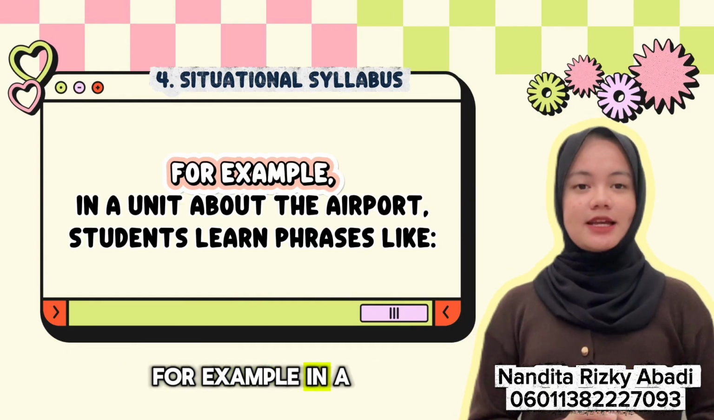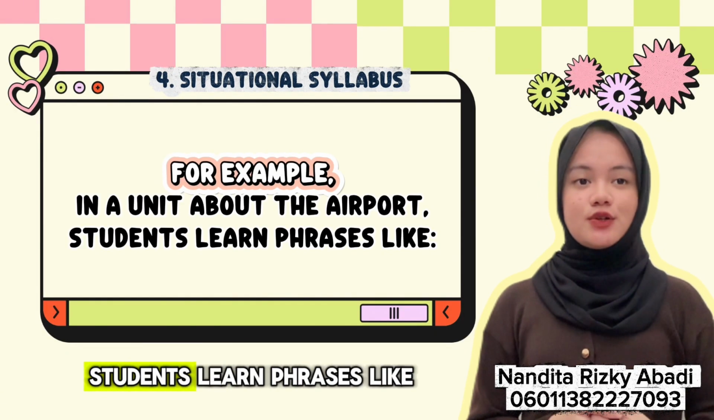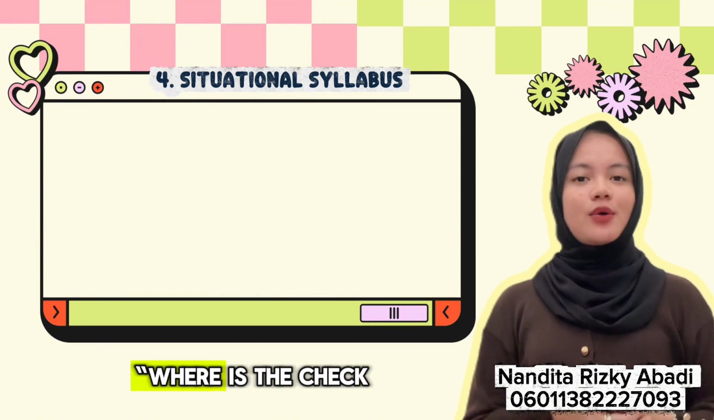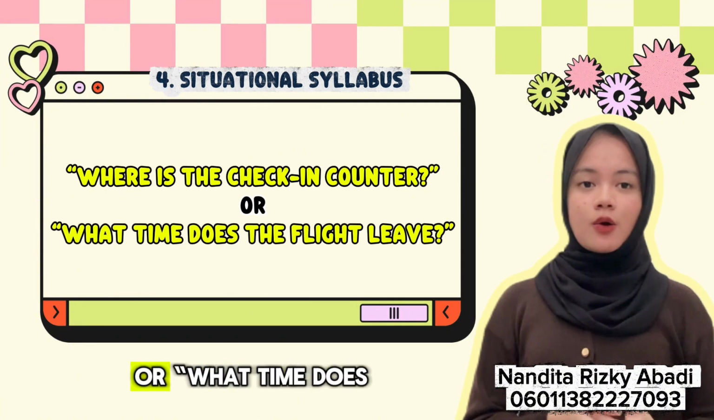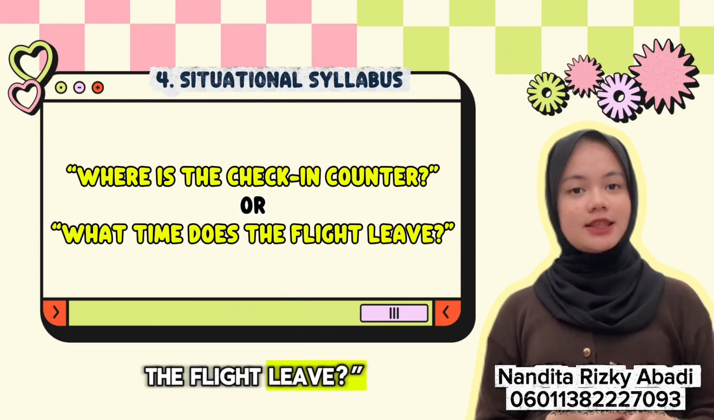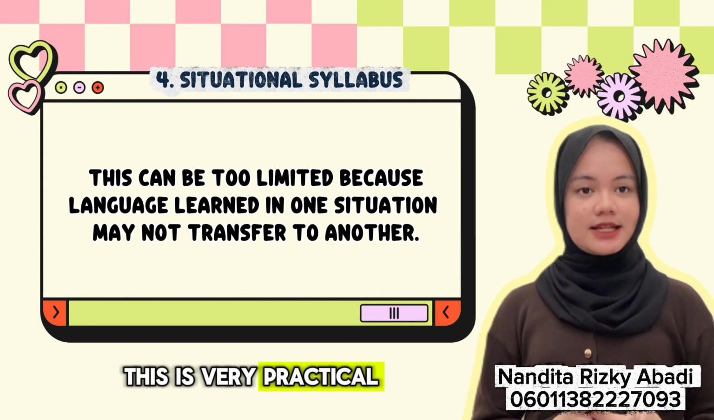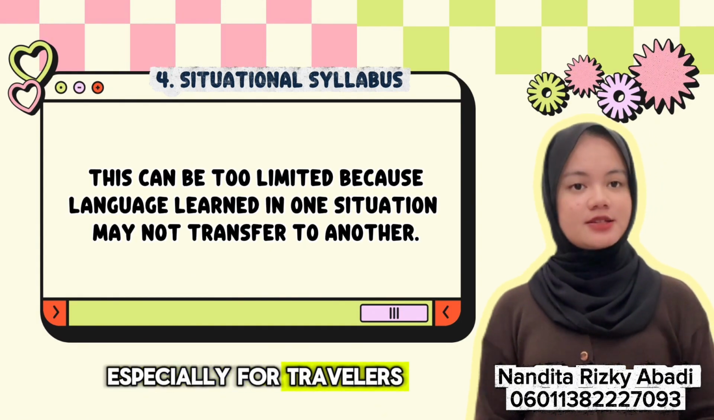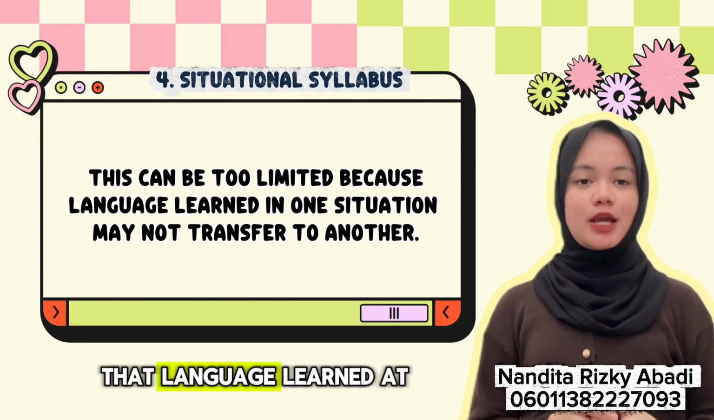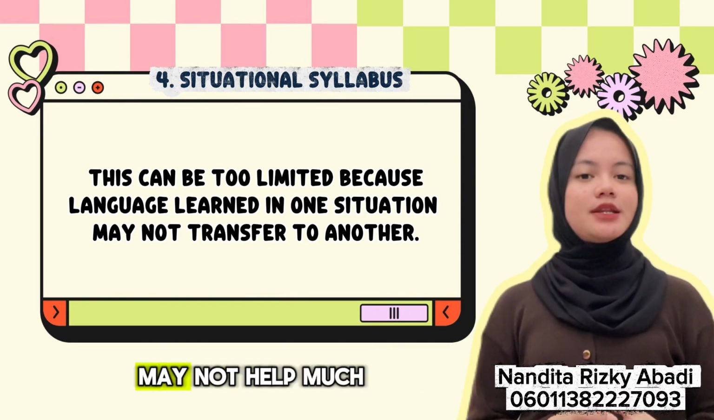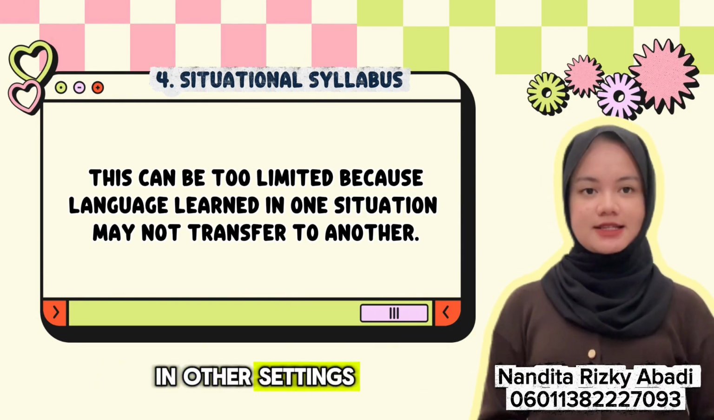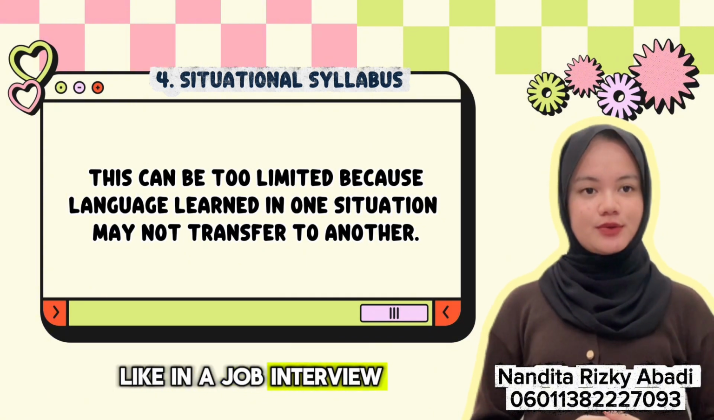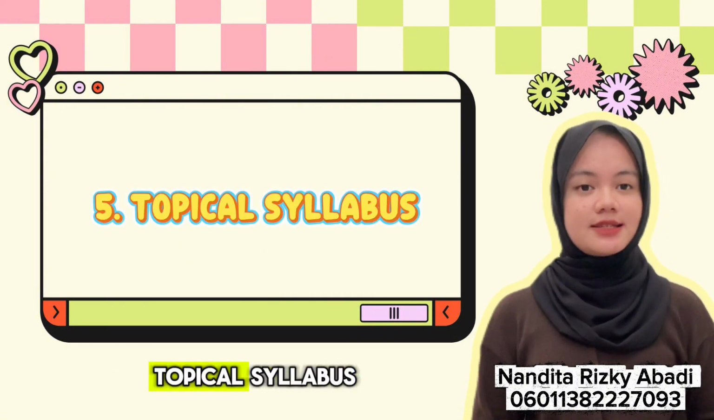For example, in a unit about the airport, students learn phrases like "Where is the check-in counter?" or "What time does the flight leave?" This is very practical, especially for travelers. But the problem is that language learned at the airport may not help much in other settings, like in a job interview. The fifth type is topical syllabus.